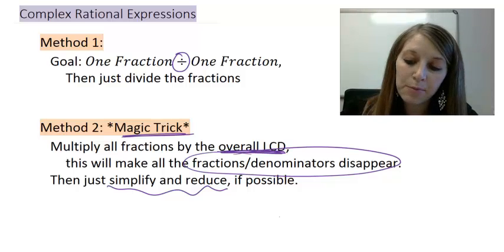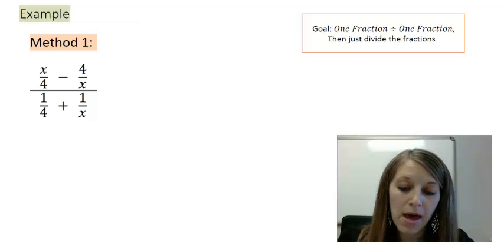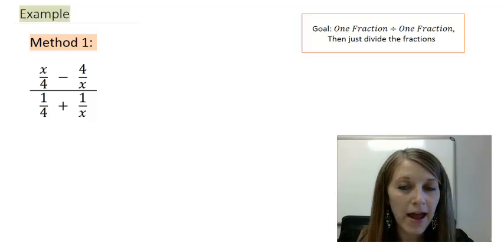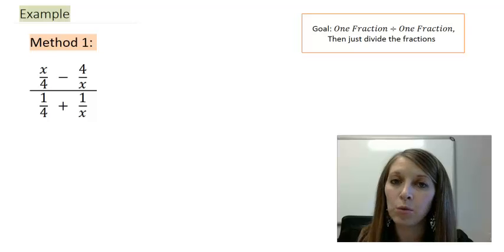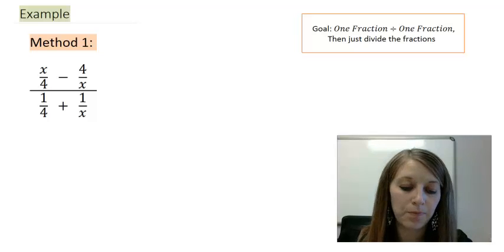So I have an example here which we're going to work through both methods. The first one here with method 1, just making it one fraction over one fraction, flipping and multiplying. And then I'm going to work this exact same example again by using my magic trick.